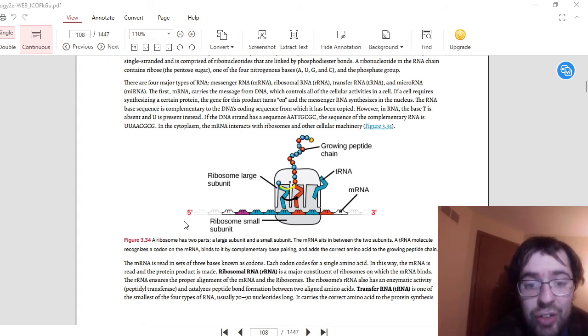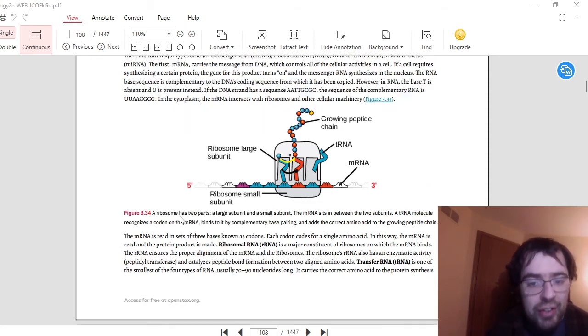If the DNA strand has a sequence of AATTGCGC, the sequence of the complementary RNA is UUAAGCGCG. In the cytoplasm, the mRNA interacts with ribosomes and other cellular machinery.